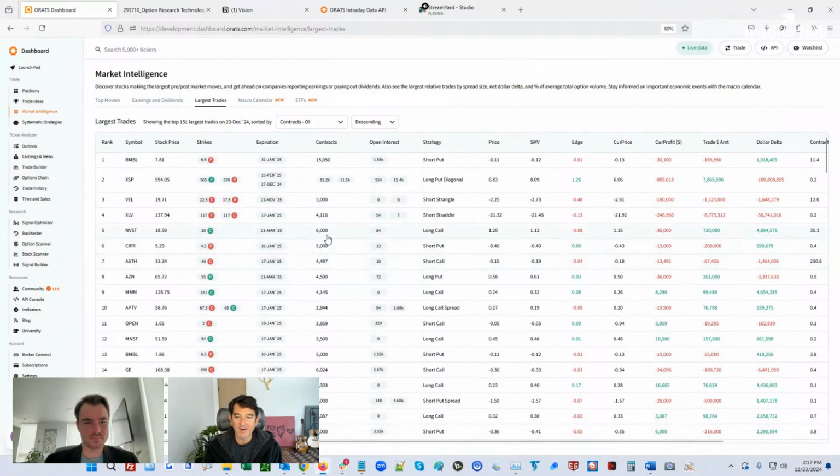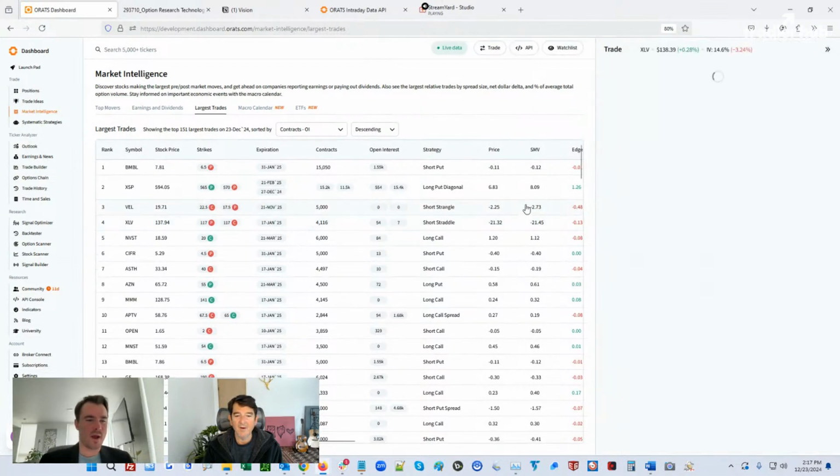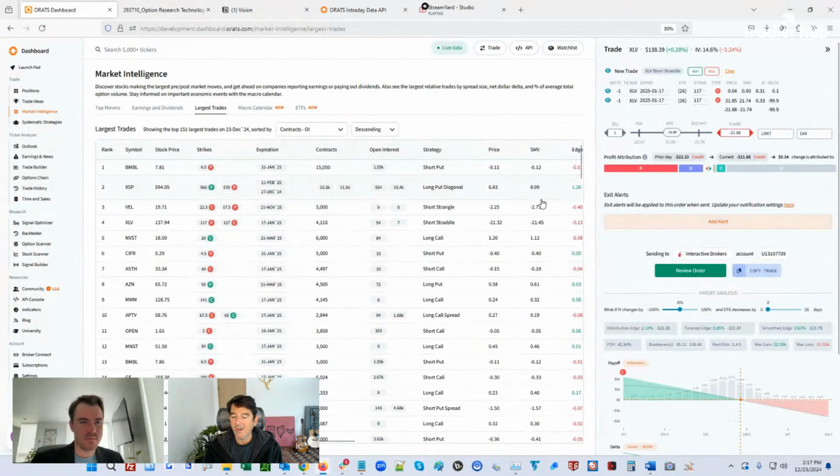Yeah. So let's see. XLV. So they're selling a straddle 4,000 times in January. $21. That seems rich. Is this January? Yeah. Oh, it's in the money. So it's $20 in the money. And why would somebody sell an in the money straddle like that, expiring in a month? Why would you make that kind of trade?